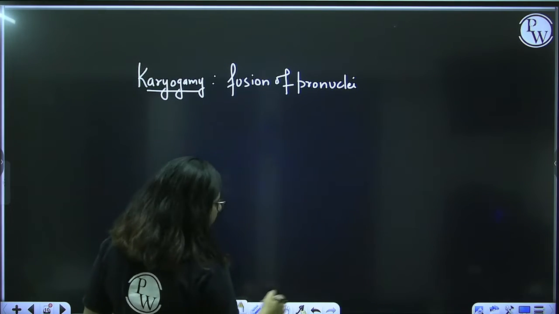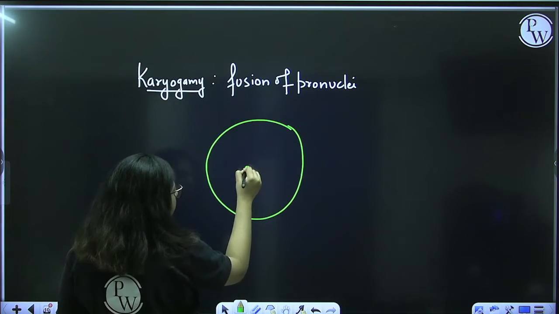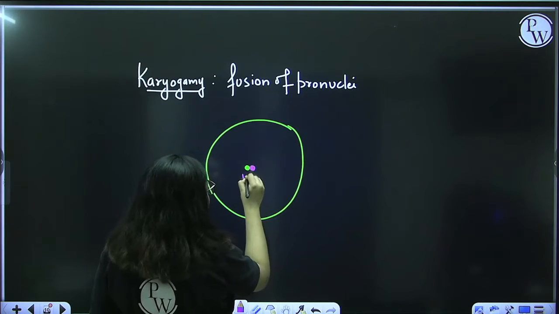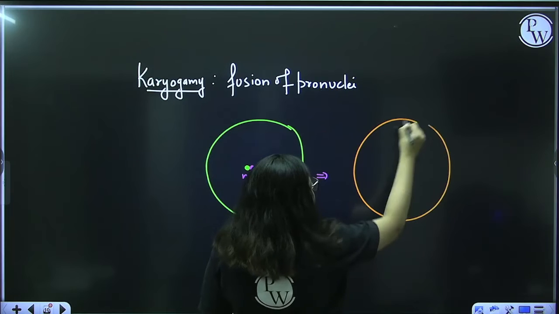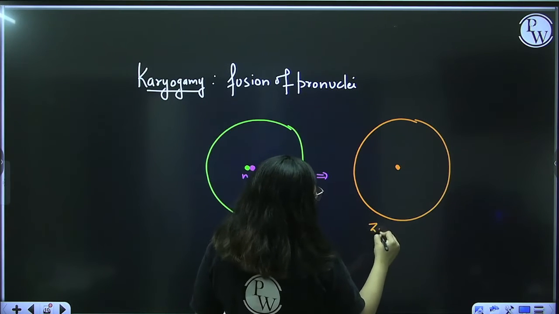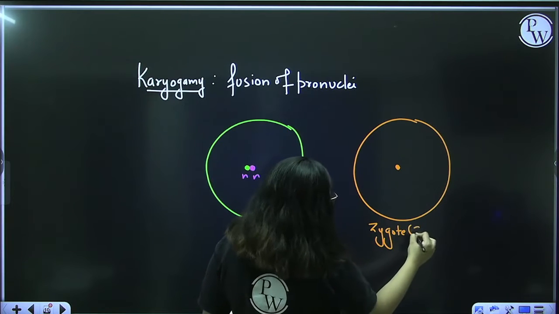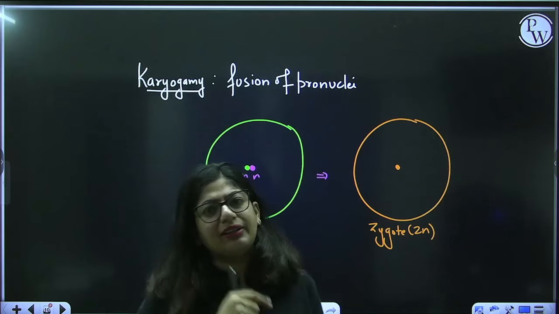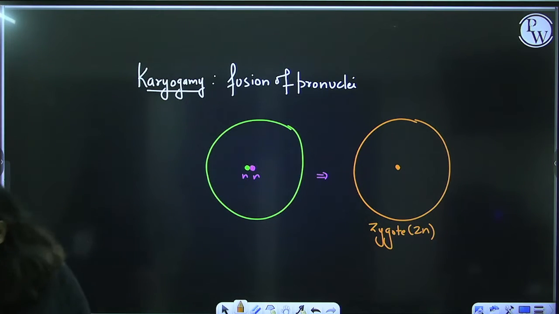Alright, for example, this is your ovum. It has its own nucleus. Now both the nuclei are going to fuse, this is n, and they will form a diploid zygote, and this zygote will now undergo divisions, which we will be talking about in the next class. Okay, so this is how the entire fertilization takes place.